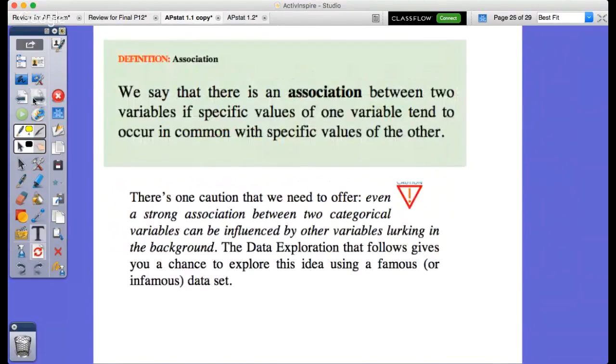And then the big thing, we say that there's an association between two variables if specific values of one variable tend to occur in common with specific values of the other. So one variable being males and females, right? Or we could say gender. And the second variable would be perception of being rich. Okay, very good. And that's how we would write it out there.